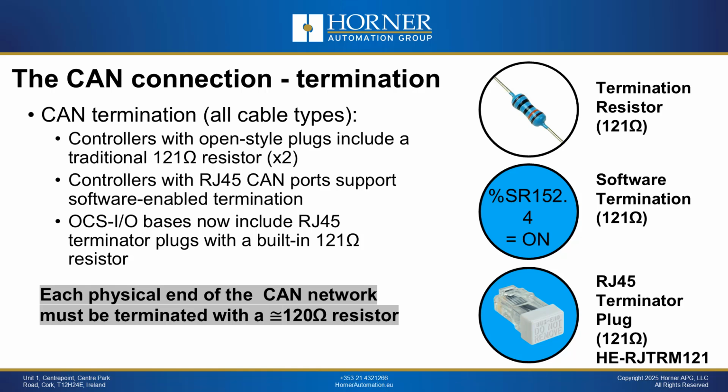Now if you're using a product that has an RJ45 jack, it is not easy to get a resistor in there, so we have added software termination. In other words, either within your program by turning on a system bit, or in your system menu by going into a specific entry in the system menu, you can turn on what we call a software termination. That is a software switch that puts a 121 ohm resistor into the circuit at the right place on the OCS. So that is the second method of doing termination.